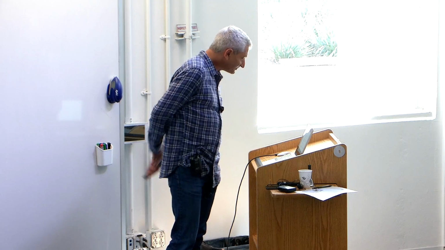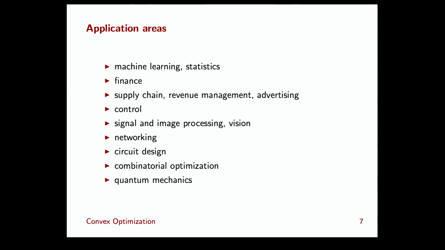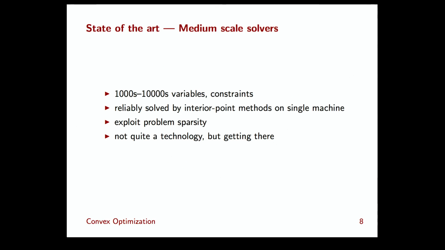And there's just tons of applications, and a lot more than previously thought. So I won't say a lot about this, but there's a bunch in machine learning and statistics, finance, supply chain, all sorts of stuff. Control is one. That's one of the things I'll be talking about. Networking, so designing, operating a network, all sorts of other stuff. I think I'll go fast to get to the point.